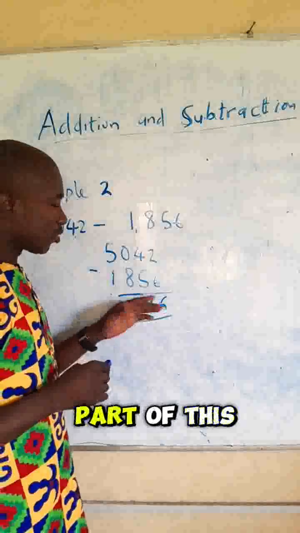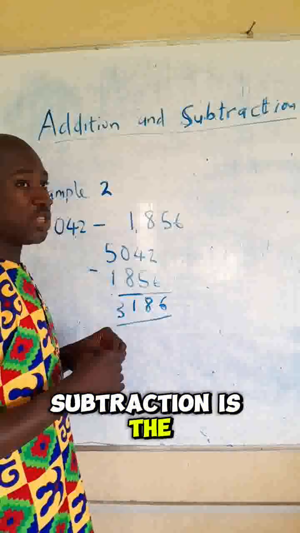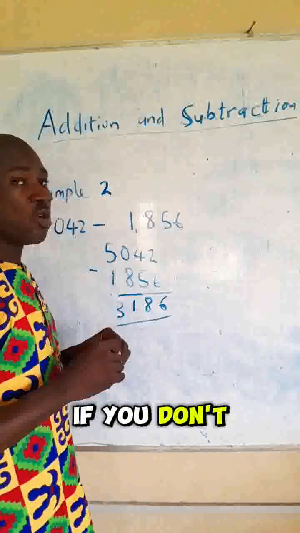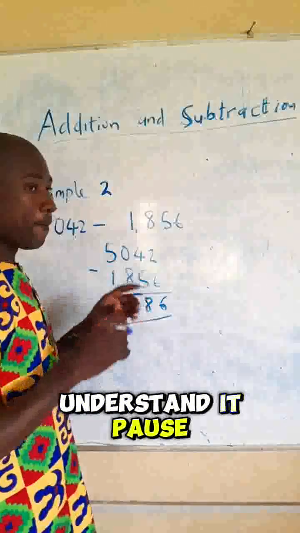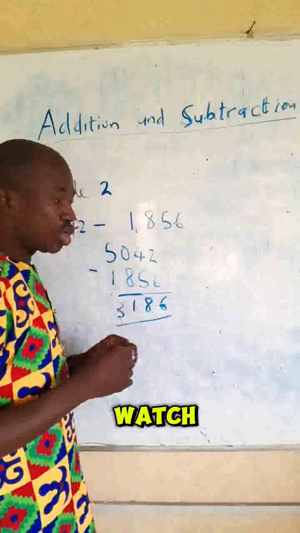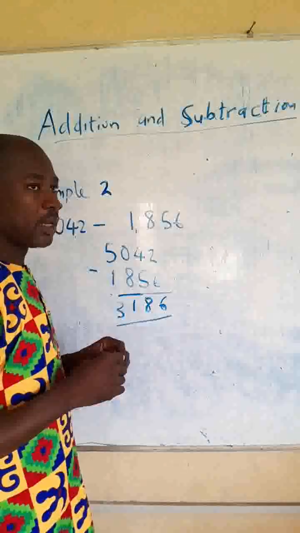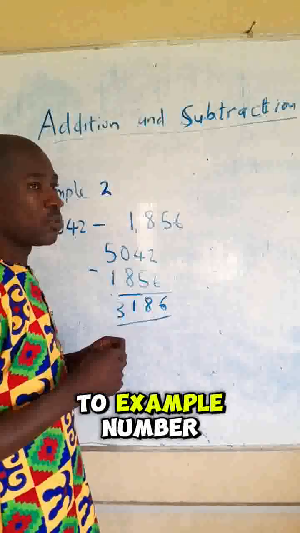Now the hard part of this subtraction is the borrowing. So if you don't understand it, pause the video again, rewind it, and watch it again. Now let's go to example number 3.